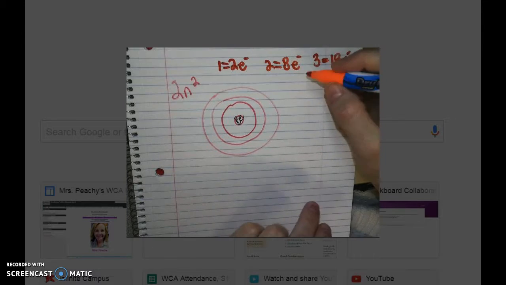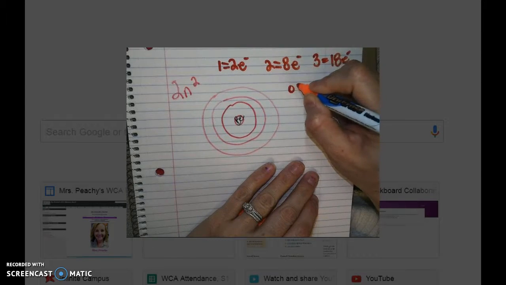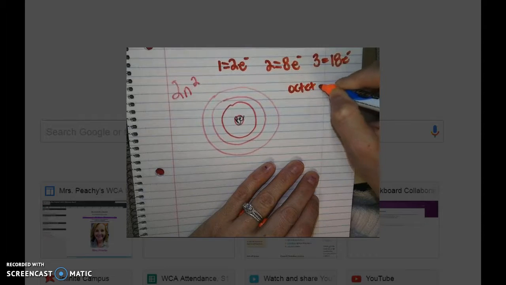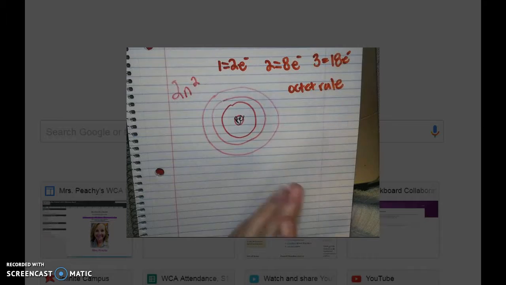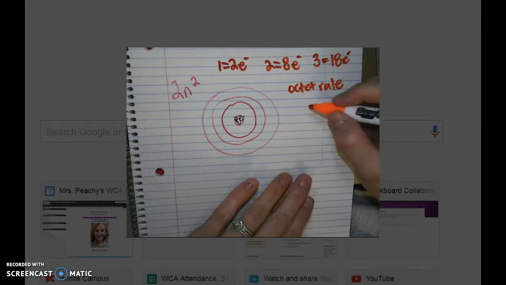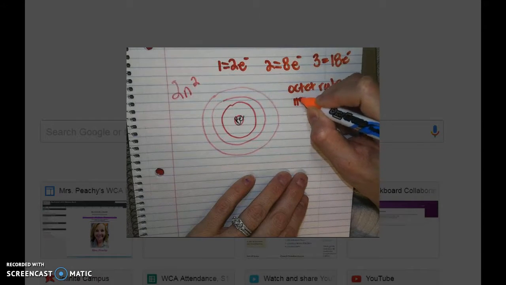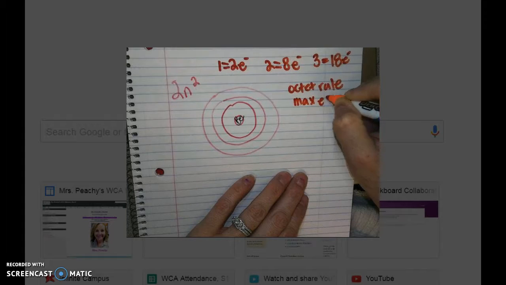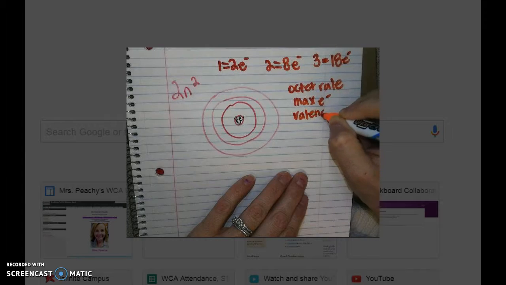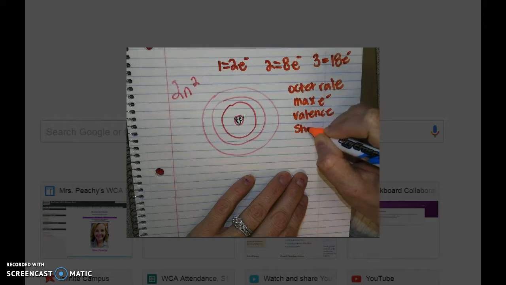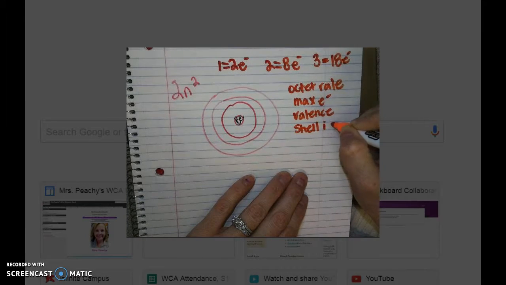But then we have the rule of octet, or the octet rule, or the rule of 8s, or I call it the magic 8 rule. This tells us that the maximum number of electrons in the valence shell, and remember that valence means outermost, is 8.